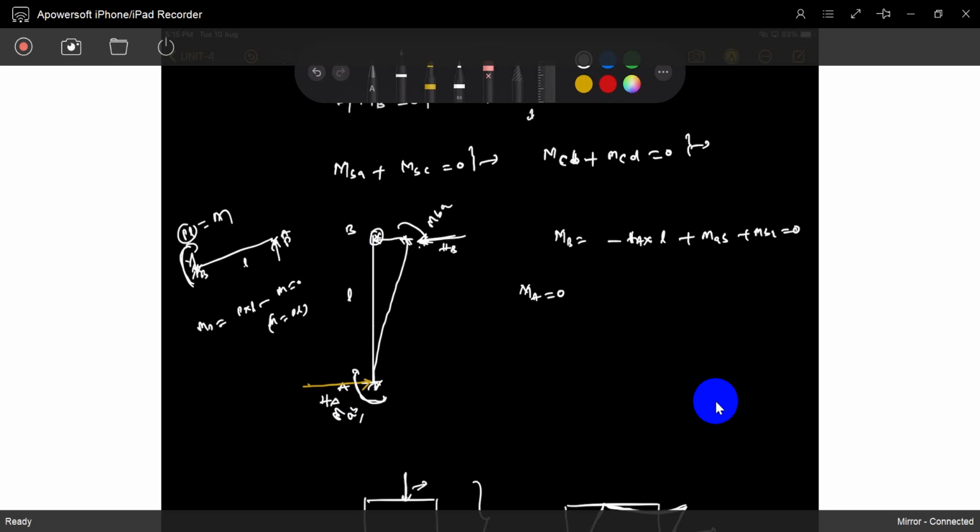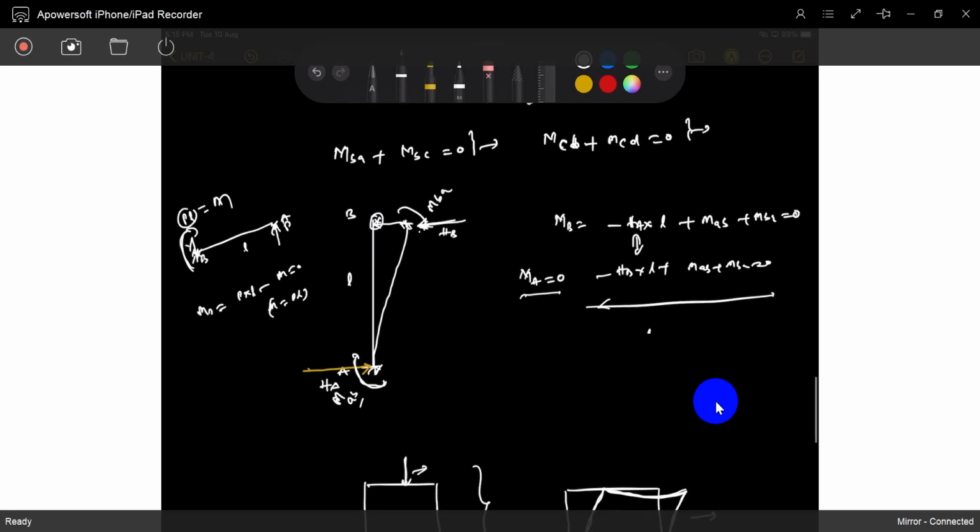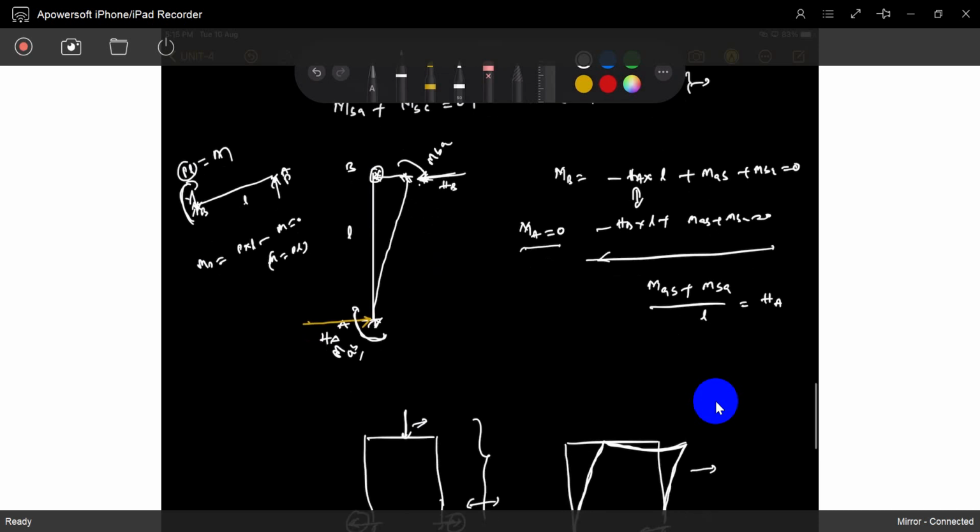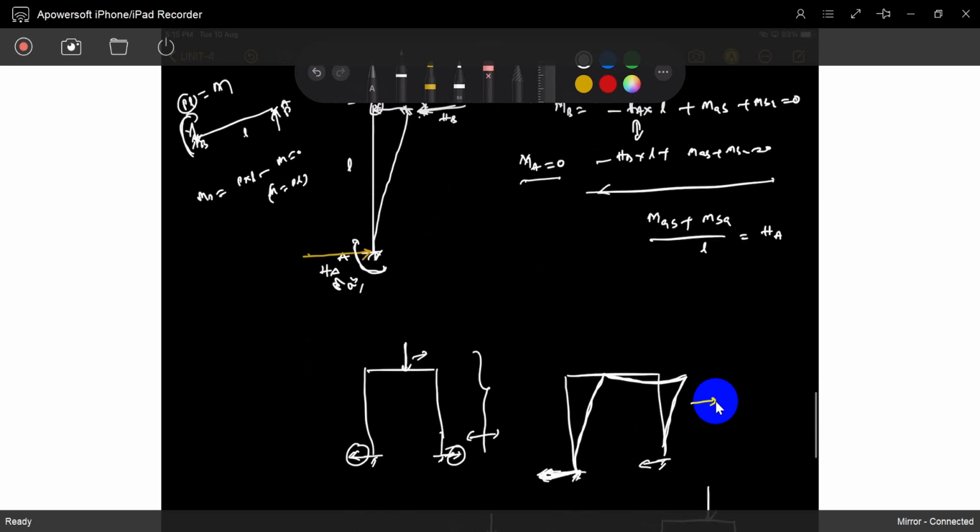So that is a free body diagram. You can take moment at every place as 0. Otherwise, if you take MA equal to 0, moment at A is 0, the same thing: HB into L, MAB plus MBA is 0. HA and HB are both equal, so no need at all. That's the one equation. Based on that, MAB plus MBA divided by L is equal to HA. Got it?